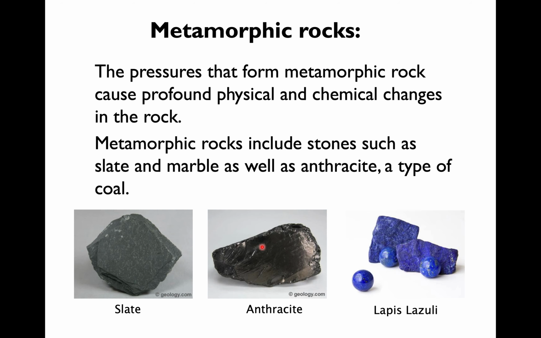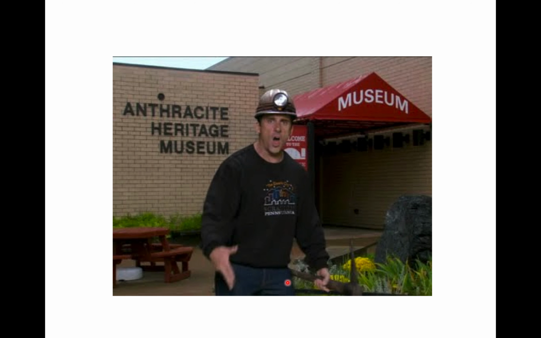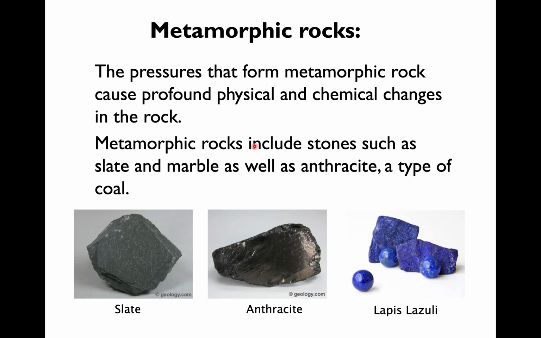The last one in the middle is anthracite. I'm a big Office fan, so I remember anthracite from the Anthracite Museum in Scranton, Pennsylvania. So this is a form of coal, but it's subjected to a lot higher pressure. And yeah, any Office fans out there? The Anthracite Heritage Museum. So anthracite is a type of metamorphic rock, a type of coal, with high carbon content.